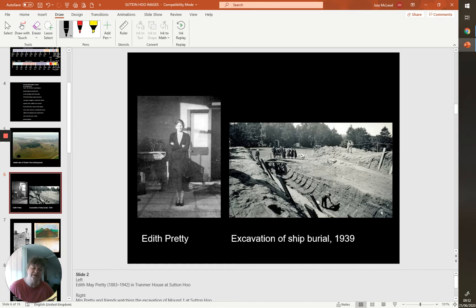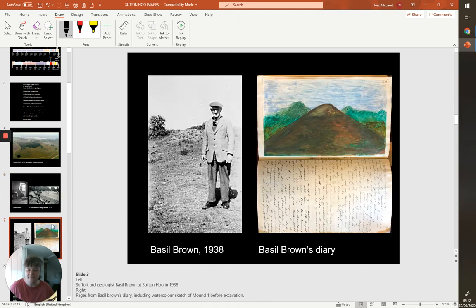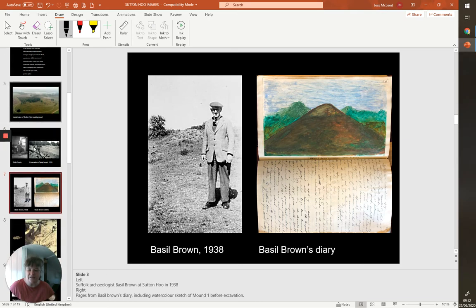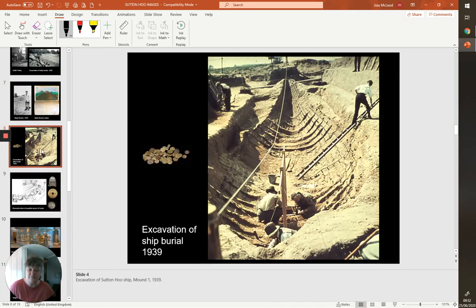And what they realised was that it was a ship, and a Viking ship, that had been buried there. So here, this chap, Basil Brown, was one of the main people who was the archaeologist there. Now, this is a much better picture.